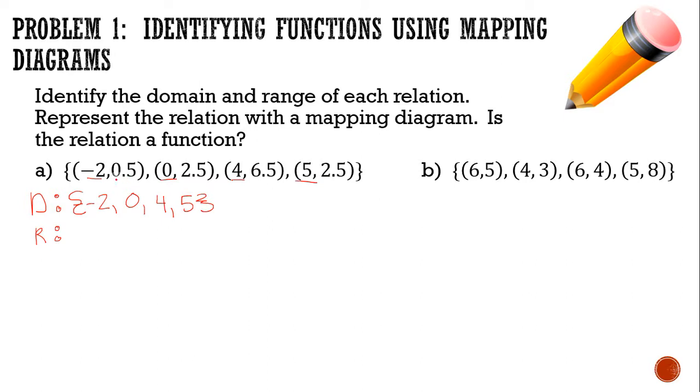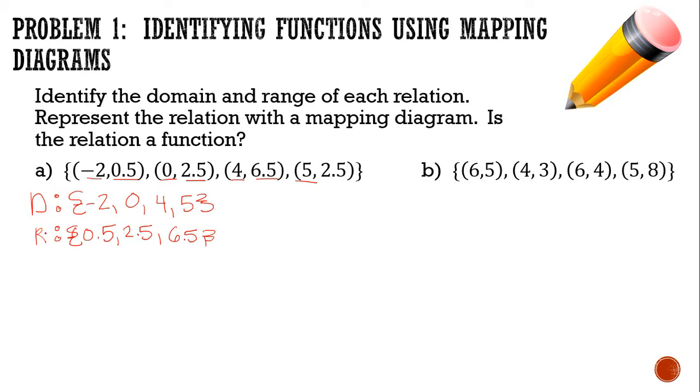Now my range is my y values. So if I put my curly brace here: 0.5, 2.5, 6.5, and 2.5. Since I already have a 2.5 in my range, I do not need to write it a second time.